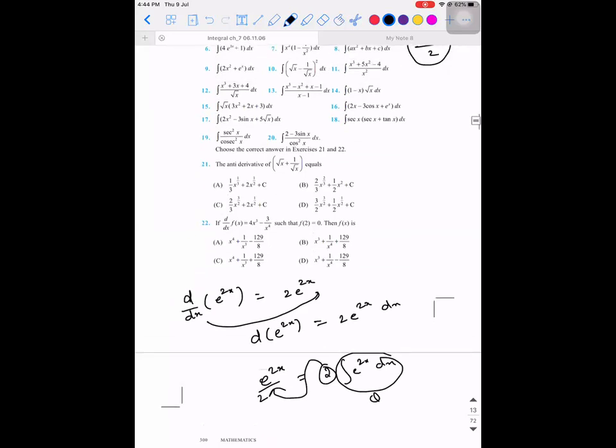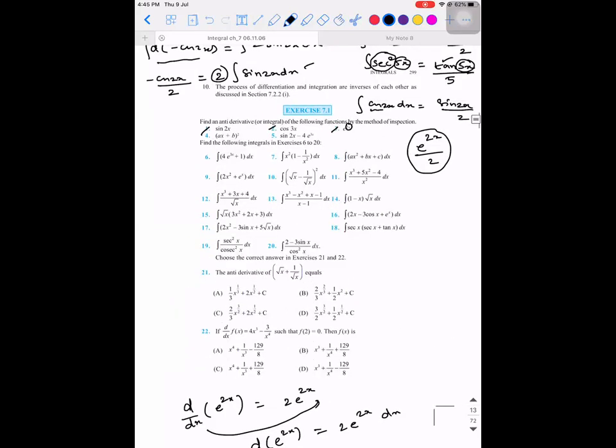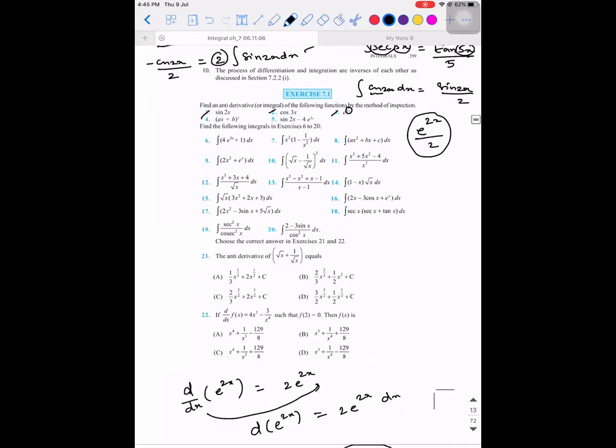So what I'm trying to say is, if the integral of f of x is capital F of x, then the integral of f of ax will be equal to capital F of ax divided by a. You can make a note of it.